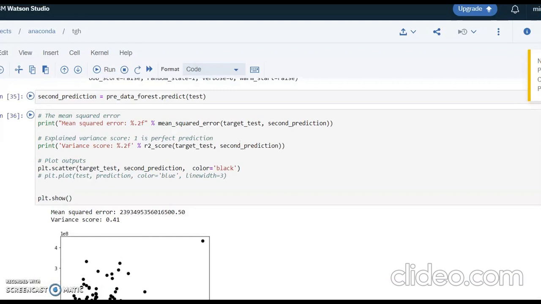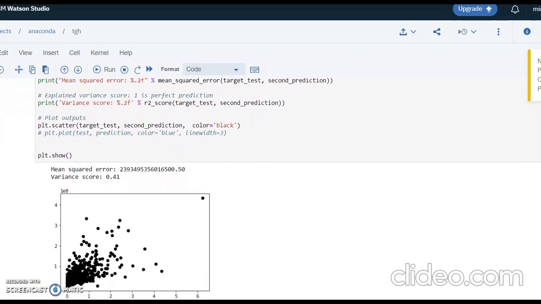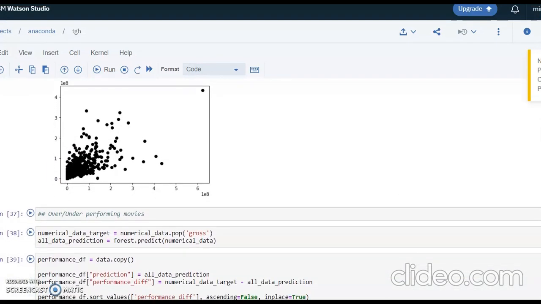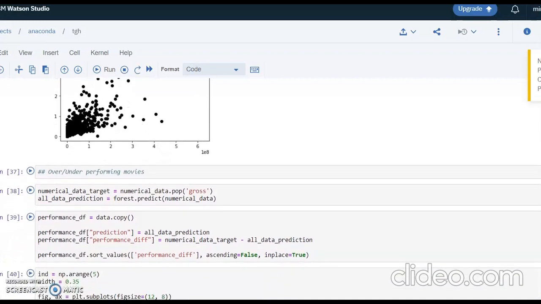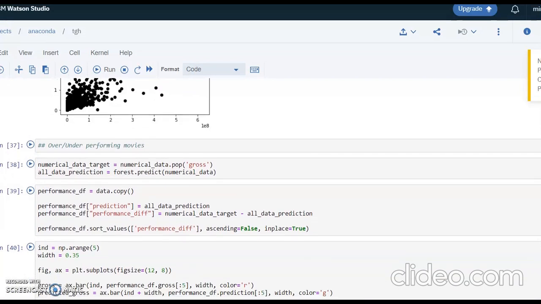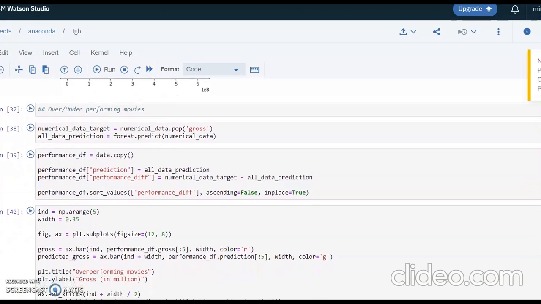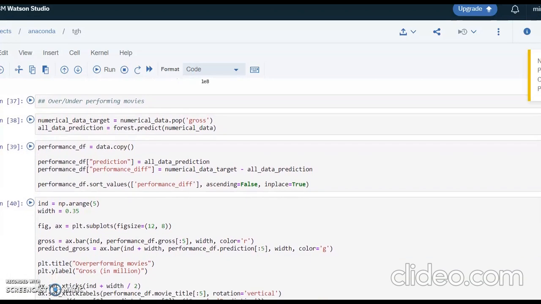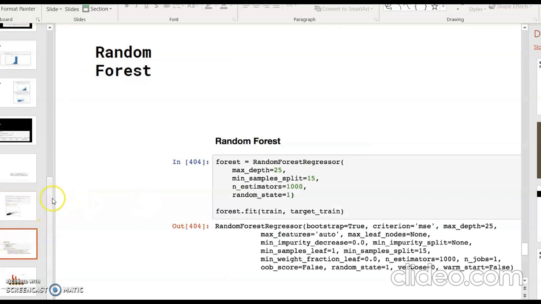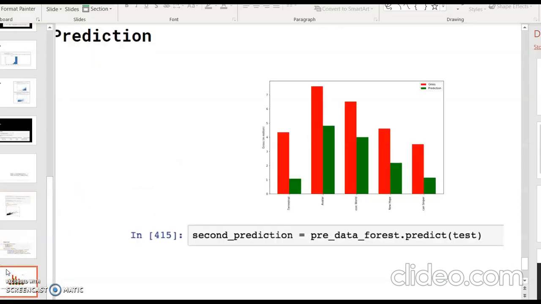So getting back to the error metrics, this is basically our error metrics, and the function that would help us understand the error metrics. Then we see the metrics and the visualization for the movies that are performing over and under. With the numerical data that we have, these are the few functions that help me see the movies that are performing well and the movies that aren't. So let me go to my slide. Yeah, it's right here.